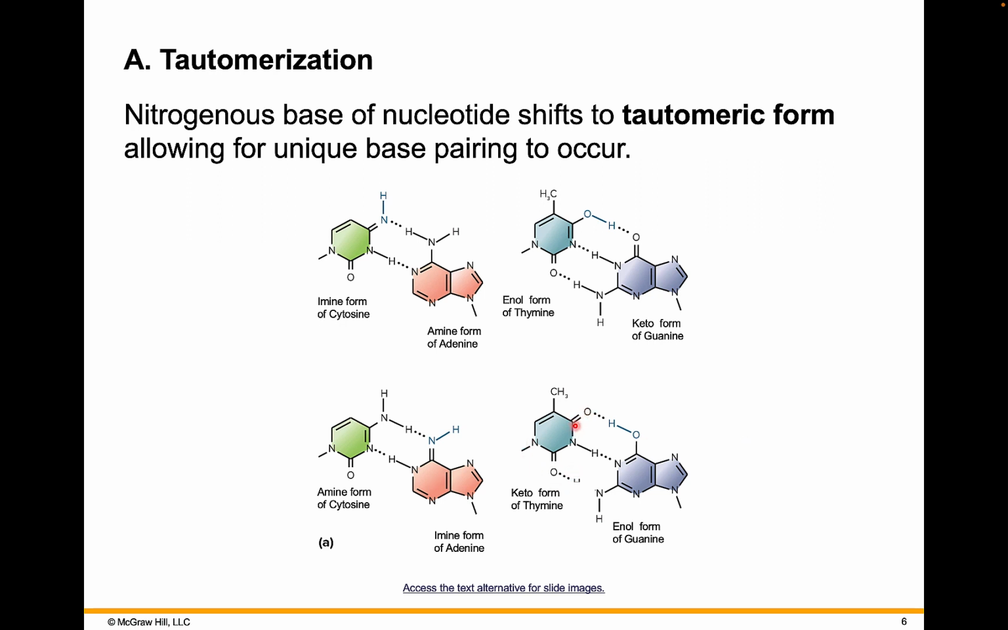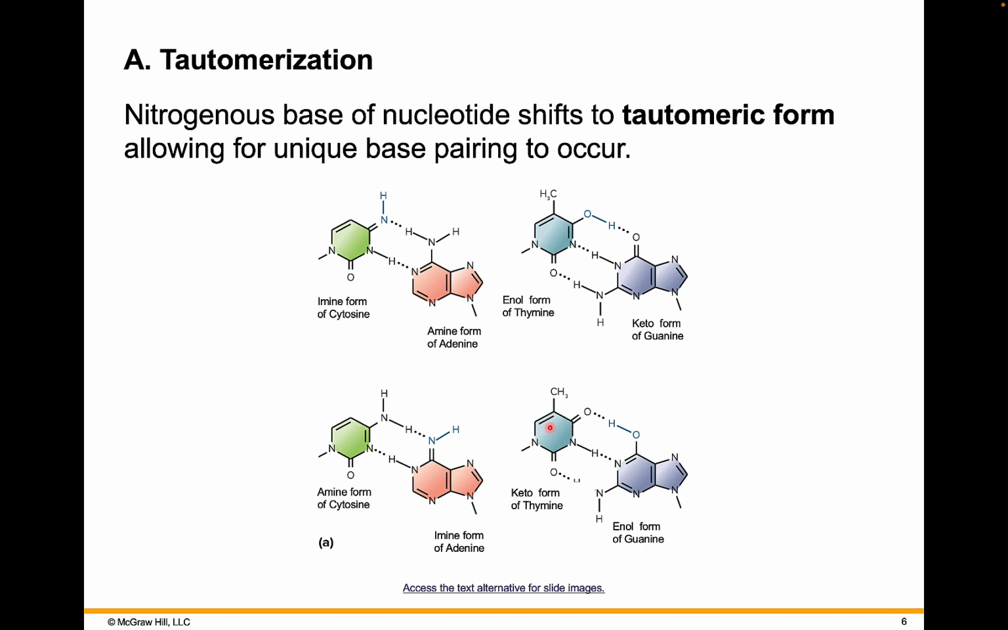So let's take a look at this thymine right here. Here you can see the C double bond O. This is a keto form of thymine, whereas right here, C double bond O, this is a keto form of the guanine. And these keto forms are actually the normal forms, which do properly base pair. This guanine will base pair with a cytosine in a proper way, and this thymine will base pair with an adenine in a proper way.